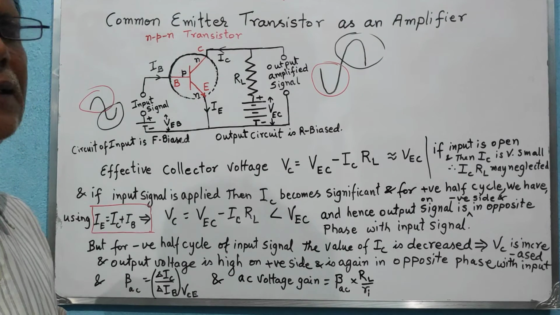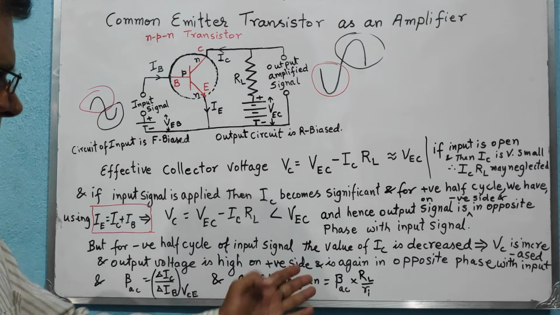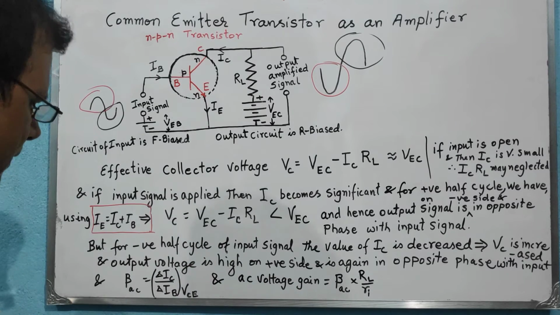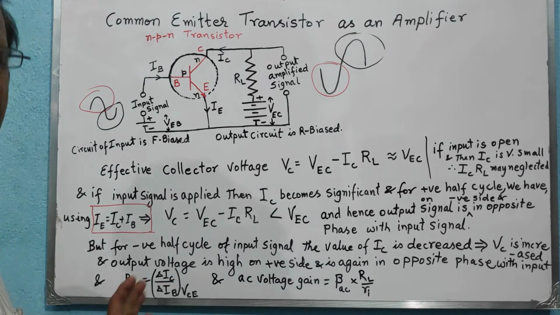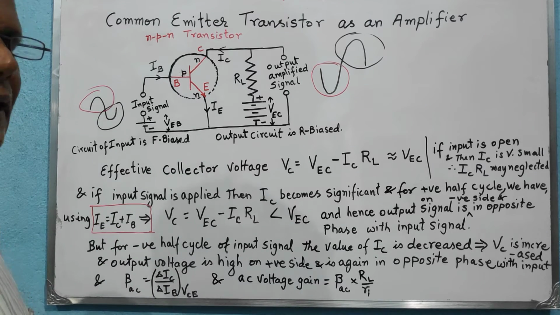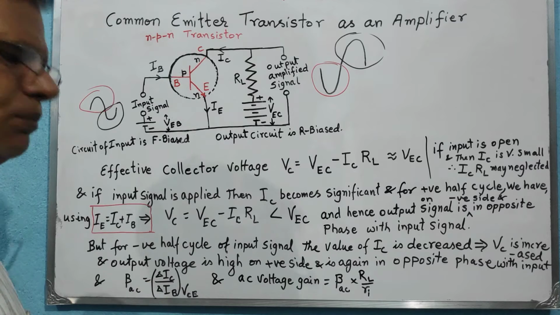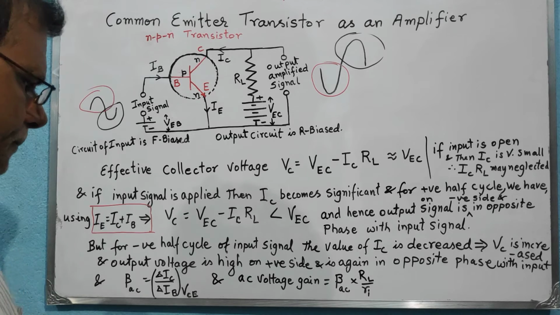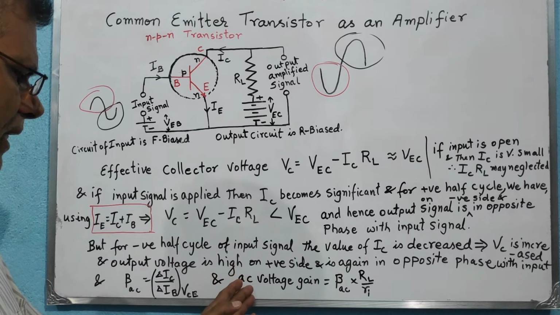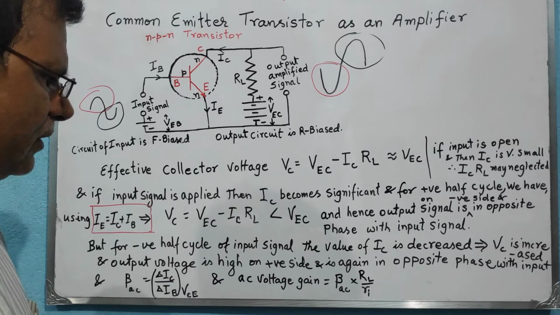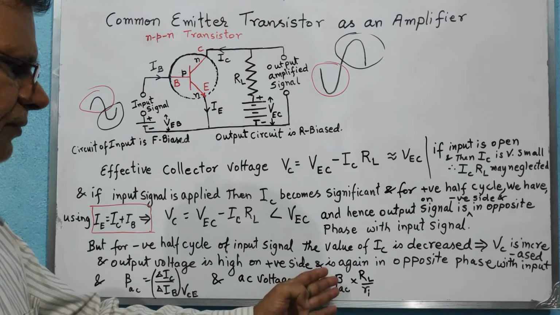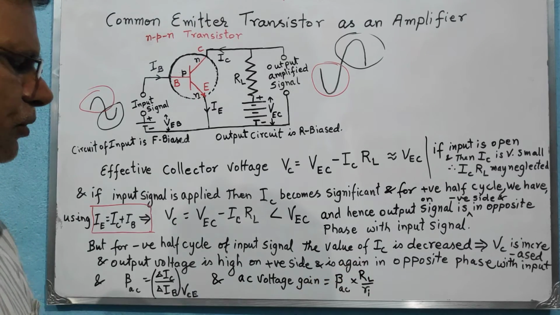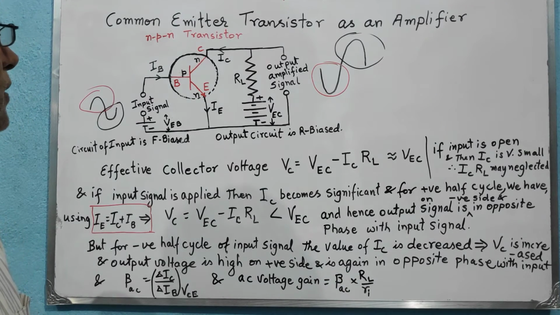Of course we can find the AC current gain and AC voltage gain as we have already discussed by this relation. AC current gain is the change in collector current to the corresponding change in base current, while we keep the collector emitter voltage constant. And also we have discussed how to find the AC voltage gain. It is the AC current gain multiplied by RL upon RI, where RL is the output resistance and RI is the input resistance.